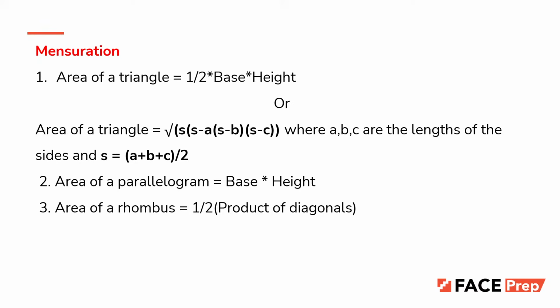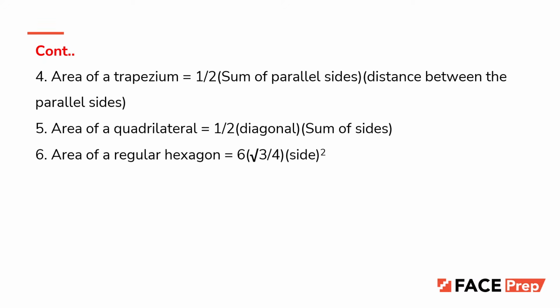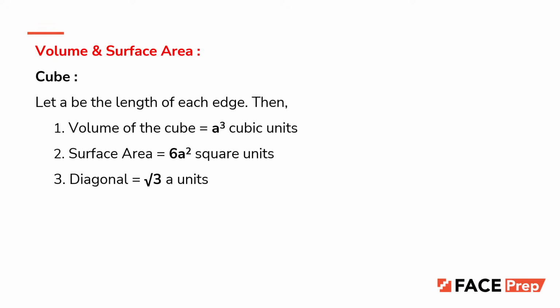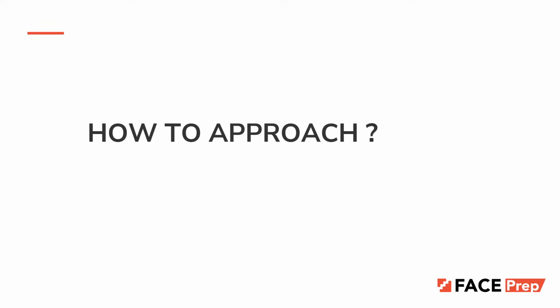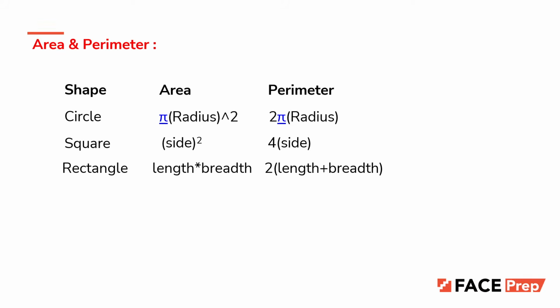Alright. And then they have given you the part of mensuration, where obviously we have to learn the formulas to solve each and every question. Here are a few examples of the questions given: area of triangle, area of parallelogram, area of rhombus, area of trapezium, quadrilateral and regular hexagon, and the volume and surface area of a cube, cuboid, area and perimeter. Right. So that's all for today's class. These are the basic things which you have to remember.